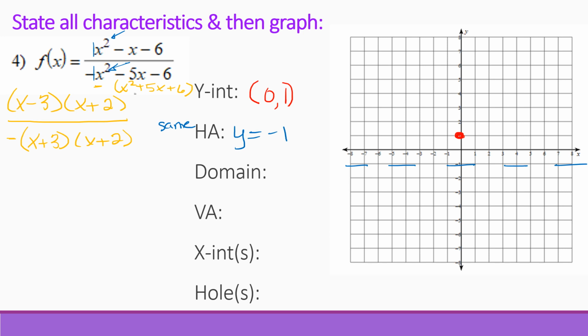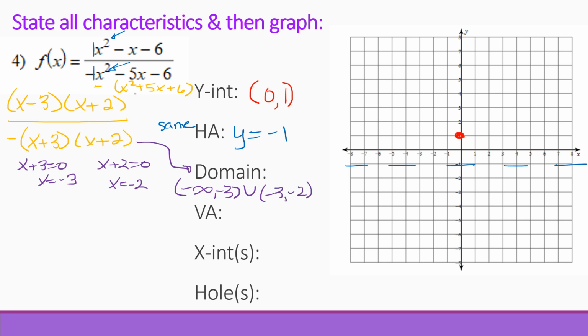Before that, remember, domain is everything from the denominator. So when I set x plus 3 equal to 0, I get negative 3 as its value. When I set x plus 2 equal to 0, I get negative 2 as its value. So my domain is going to travel from negative infinity to negative 3, union, then between your two asymptotes, negative 3 to negative 2, union, and then negative 2 to positive infinity.